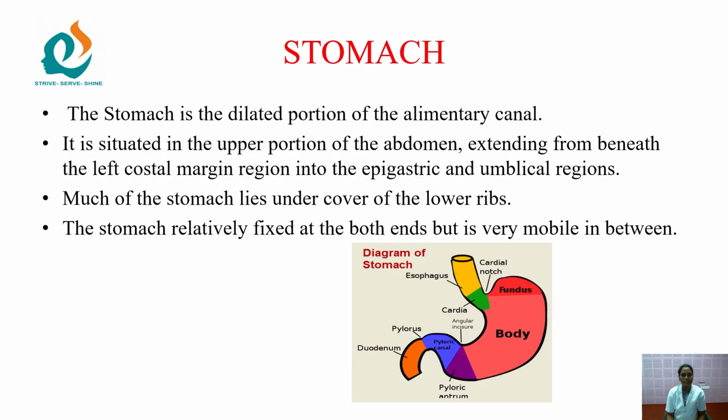First, the introduction of the stomach. The stomach is the dilated portion of the alimentary canal, the GI tract. It is situated in the upper portion of the abdomen, extending from beneath the left costal margin into the epigastric and umbilical region. Much of the stomach lies under cover of the lower ribs. The stomach is relatively fixed at both ends, the cardiac end and the pyloric end, but is very mobile in between. It collects the food from the esophagus.